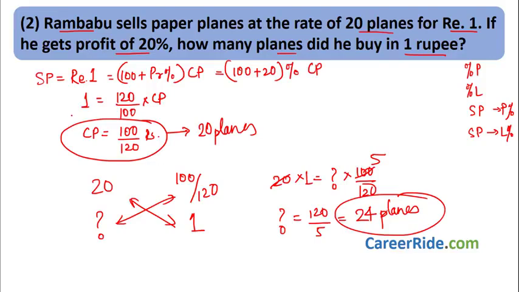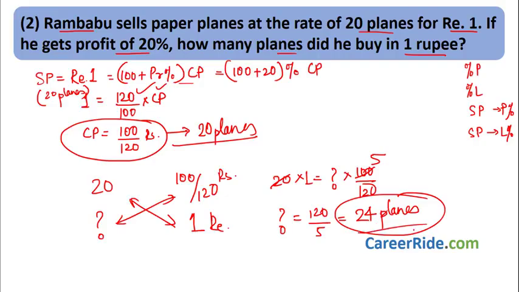Now over here again I will explain. The selling price is 1 rupee. For how many? For 20 planes the selling price is 1 rupee. And as for the profit percentage, Ram Babu gets 20% profit. The selling price is 100 plus 20% of cost price. This is the formula. So we get 120% of cost price, that is 120 upon 100 into cost price. So the cost price would be 100 upon 120 for 20 planes, right? That means 20 planes can be bought in 100 upon 120 rupees. Then how many planes can be bought in 1 rupee? Simply cross multiply and you get the answer as 24 planes.